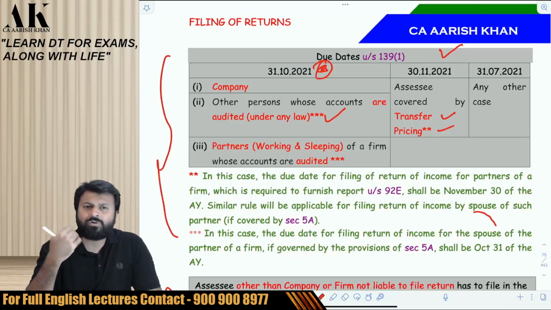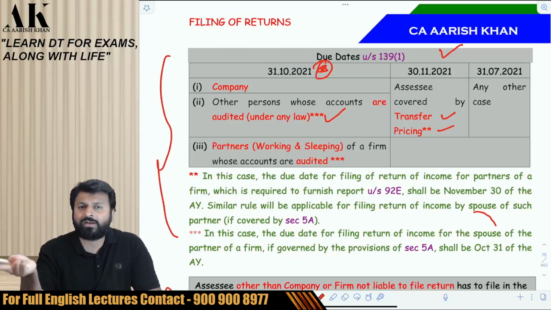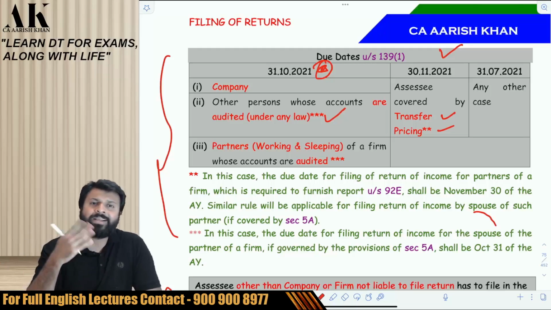Okay. So for a company, it will always be 31st October. But other than a company, it can also be 31st October if they are liable for audit under income tax law or any other law. It doesn't matter.